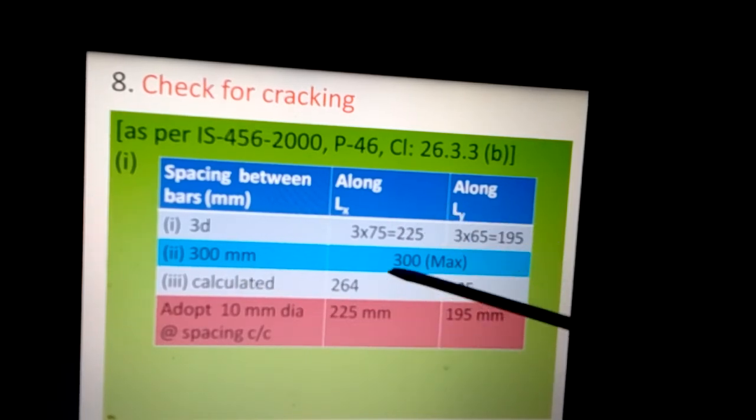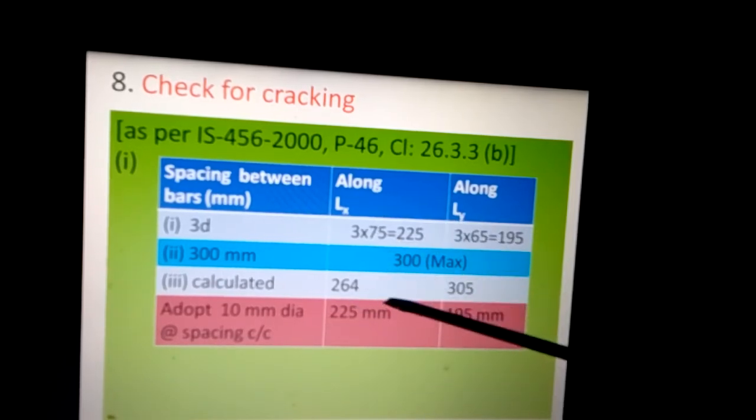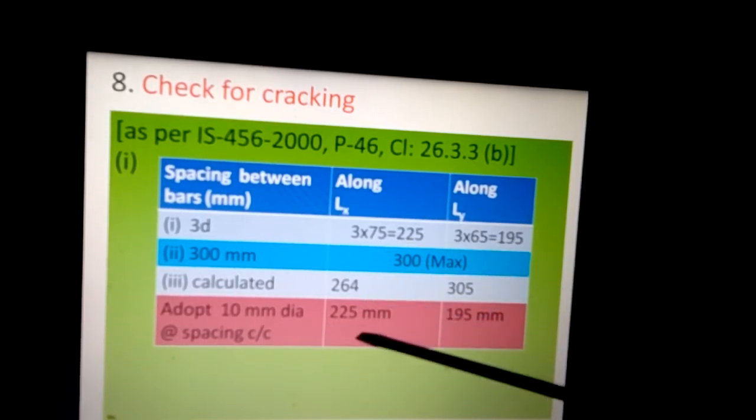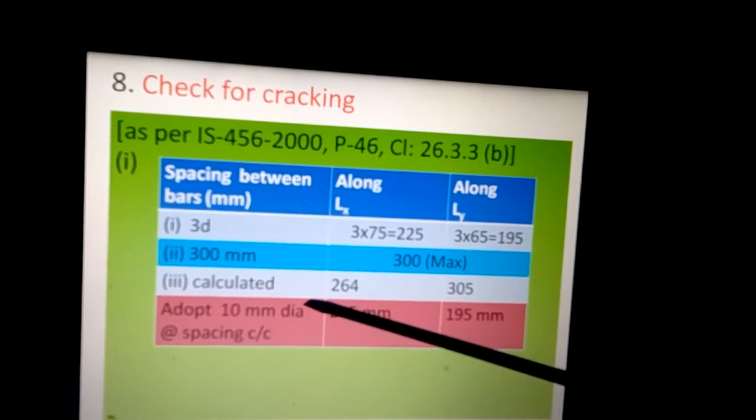Along Lx it is 300, and the same value along Ly. Now the calculated spacing is 264 millimeter for Lx and 305 for Ly, the longer span. So the smaller of these values along Lx is 225 millimeter, and along the longer span Ly is 195 millimeter. So we can provide this spacing by using 10 mm diameter bars as per the cracking conditions.